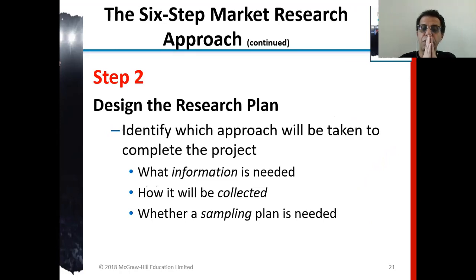The second step, you need to define the research plan, as we just said first, is design the research plan: identify which approach you will be taking to complete the project, what information is needed, how it will be collected, whether the sampling plan is needed.